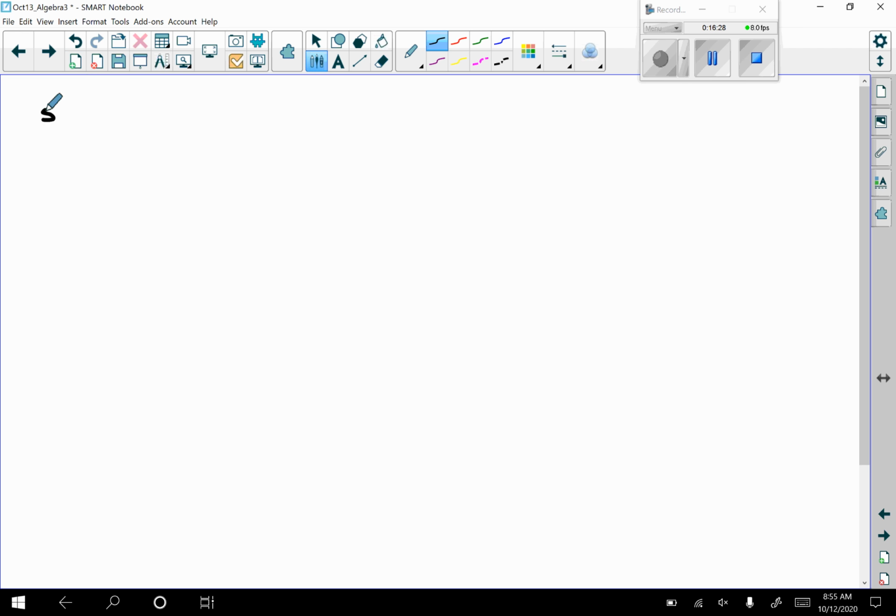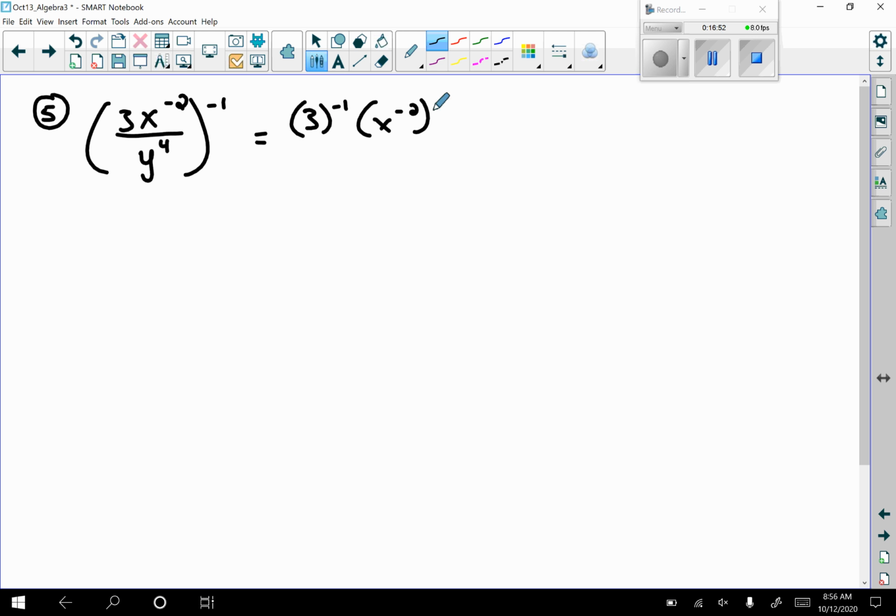Let's try one more type with that property. Let's say we have a 3x to the negative 2nd over y to the 4th, and this is all raised to the negative 1st. So what we could do, I wouldn't recommend moving anything inside. I would go back to the power of a product property and just simply raise everything to the negative 1st. So we have 3 to the negative 1st, x to the negative 2nd to the negative 1st, y to the 4th to the negative 1st.